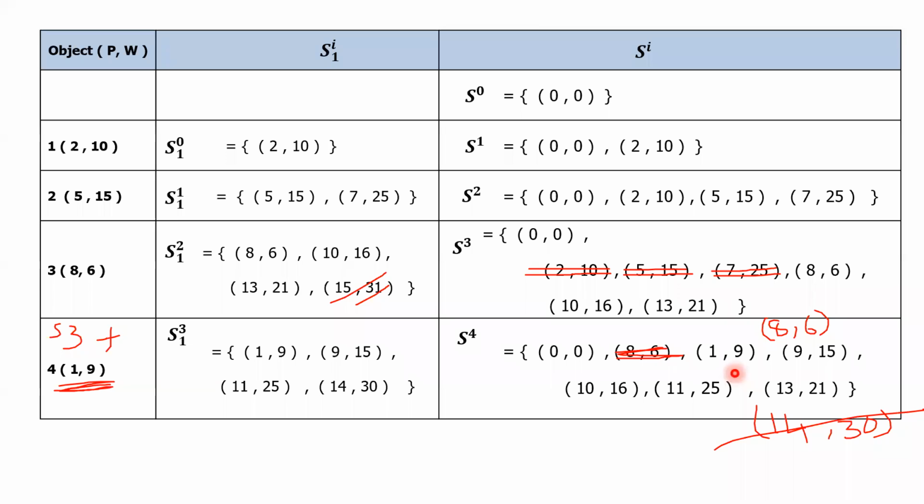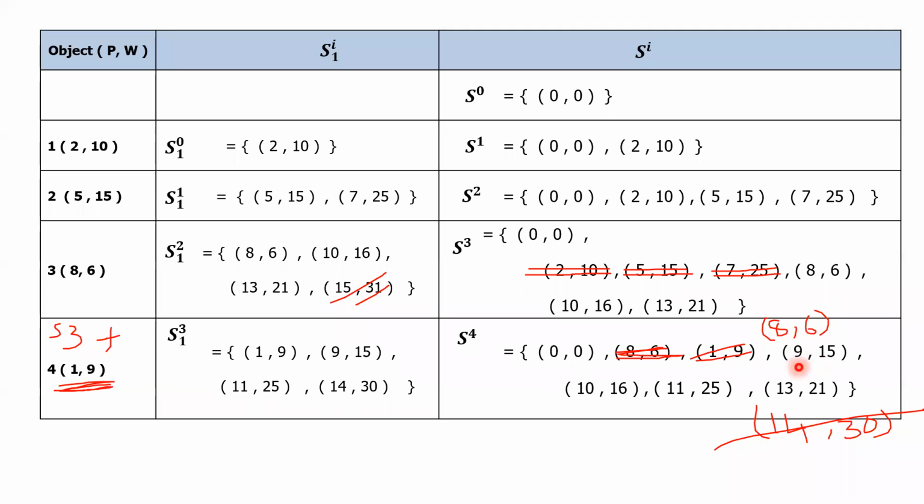Okay, I'll keep both of them. 1, 9, I'm comparing with 8, 6. Profit is increasing, but weight is decreasing. So 1, 9, I'll remove. Then I'm going to compare 8, 6 with 9, 15. Profit is increasing, weight is increasing, fine.